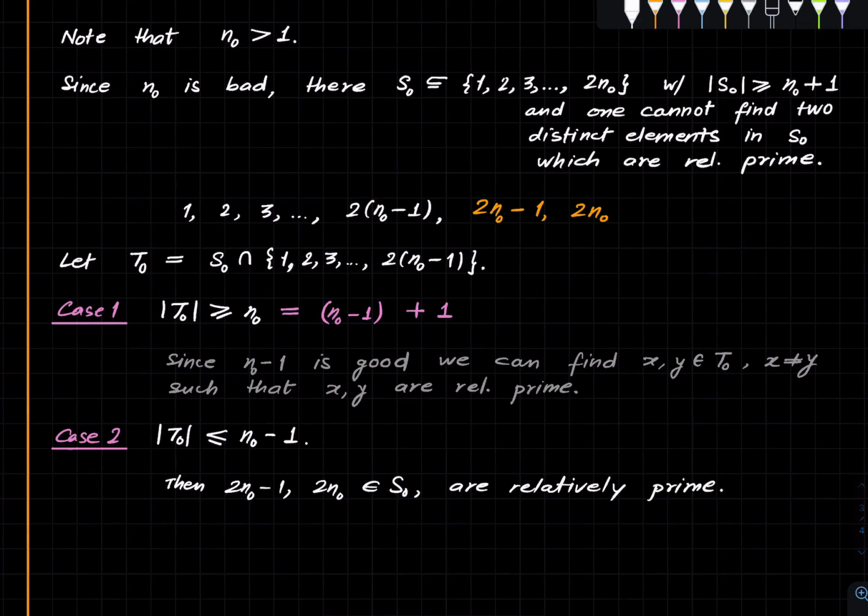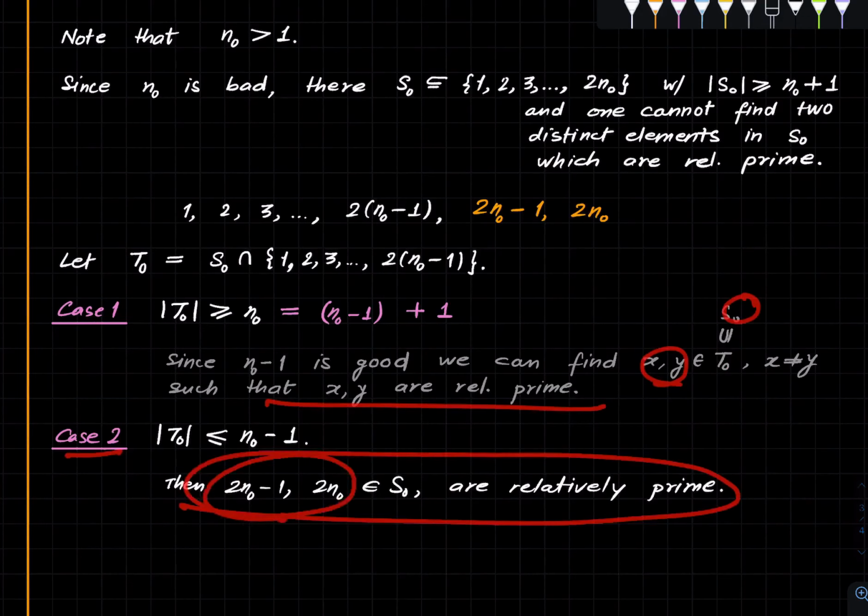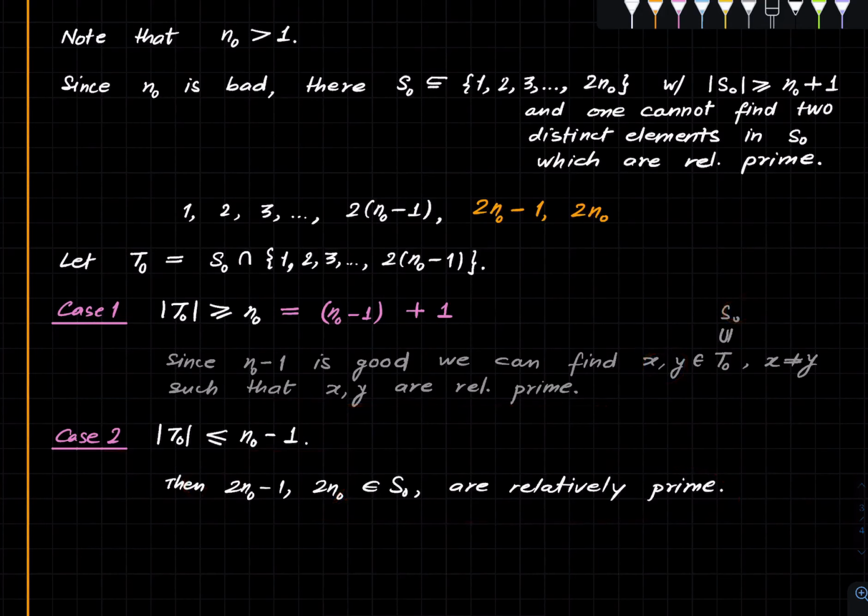So that's that. In case 1, we can find two distinct integers in T naught and hence in S naught, because T naught after all is just a subset of S naught. So in case 1, we can find two distinct integers in S naught which are relatively prime. And in case 2, we can explicitly write down the two relatively prime integers in S naught. So therefore, in any case, S naught has two distinct relatively prime integers. And that finishes this proof.